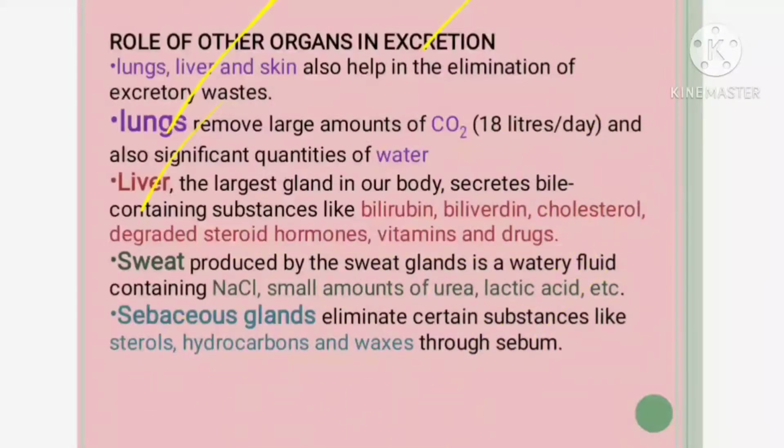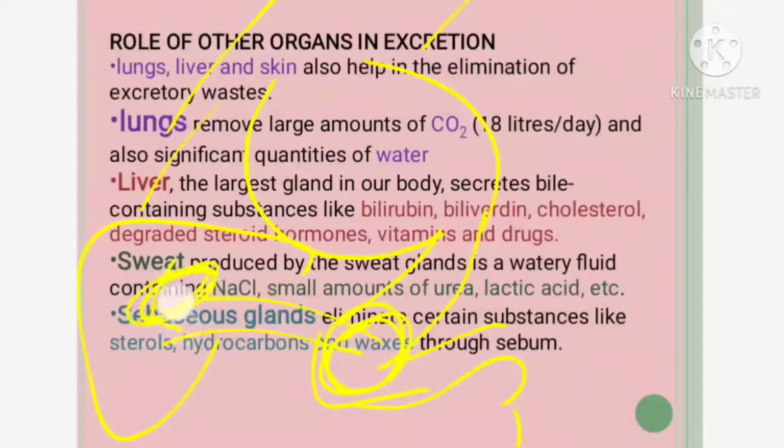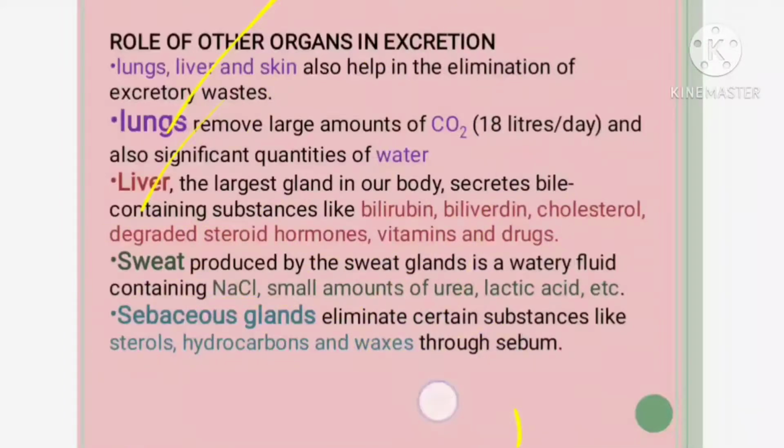Now, where is this bile juice put for digestion? You have learned, isn't it? The food comes to the stomach, from the stomach it goes to the small intestine, then to the large intestine. In the small intestine, the liver opens, and the bile juice secreted by the liver is put into the small intestine. Along with the undigested food material, bilirubin, biliverdin, excess cholesterol, degraded steroid hormones, vitamins and drugs move out of our body.